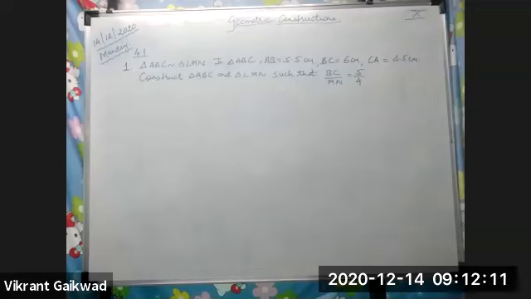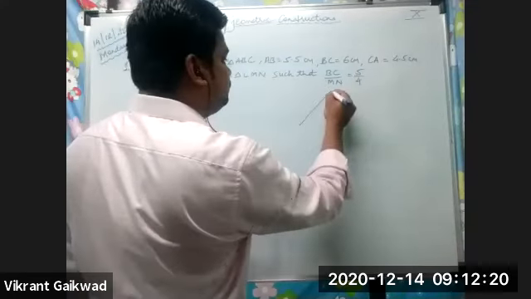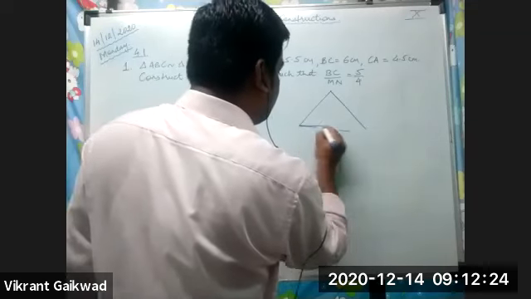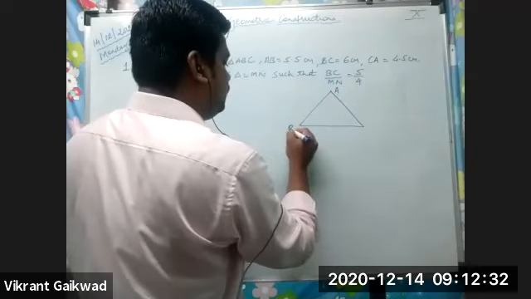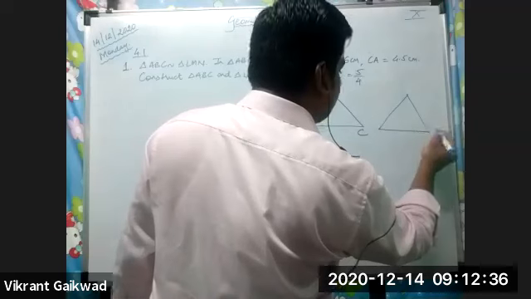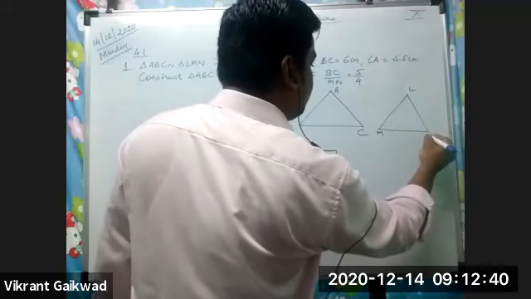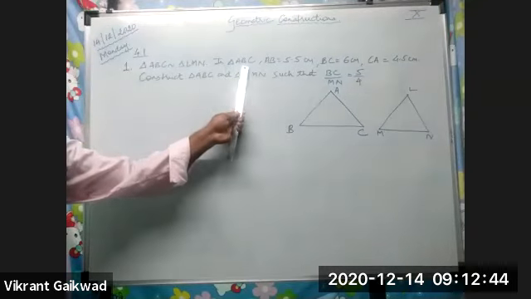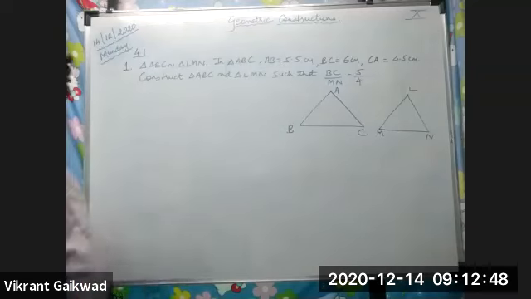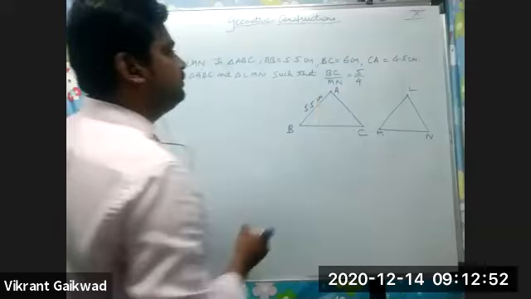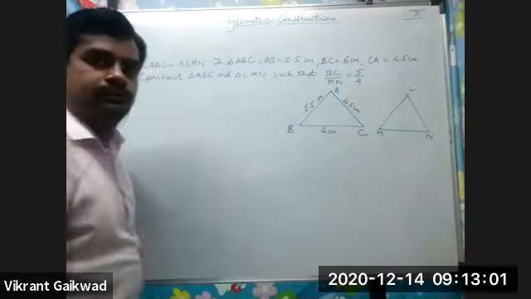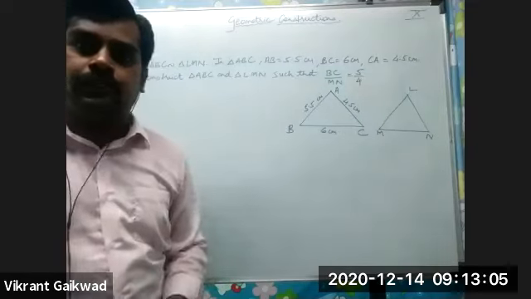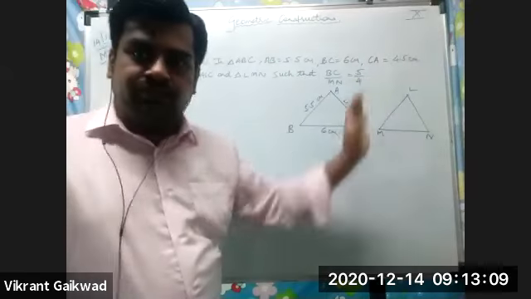Now, when you're going to start your construction, always begin with the rough figure. Suppose I've drawn this triangle ABC and the other rough figure of LMN. Now, in the question, in triangle ABC, AB is 5.5. So I'll mark AB as 5.5 centimeters, BC as 6 centimeters, CA as 4.5 centimeters. So for triangle ABC, all the three sides are given to us. So now when all the three sides are given, you can directly construct this triangle ABC.